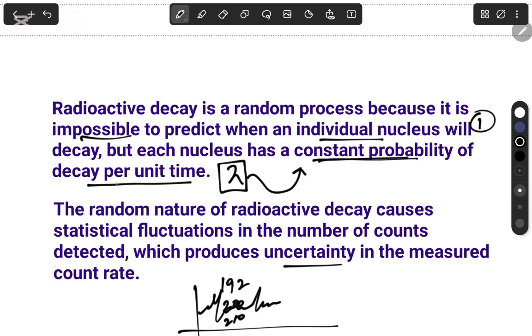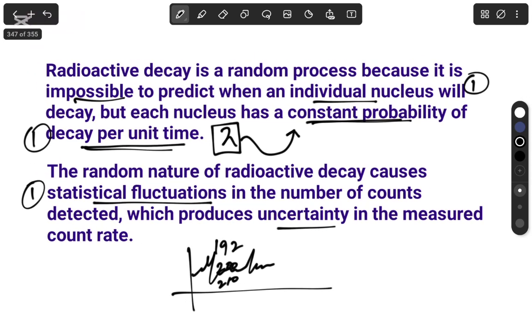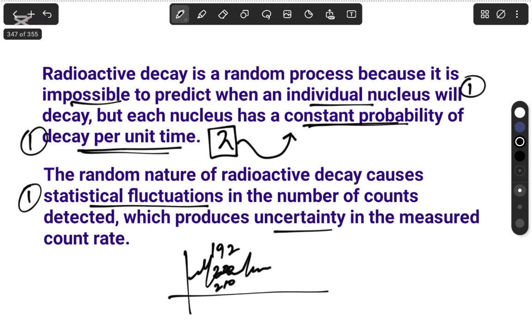Second thing, there's a constant probability of decay per unit time. And the third thing is there will be statistical fluctuations, which means you will have counts going from 190, then 200, then 190, so it will fluctuate. So these are 3 key points that come up in exams a lot that you have to understand.